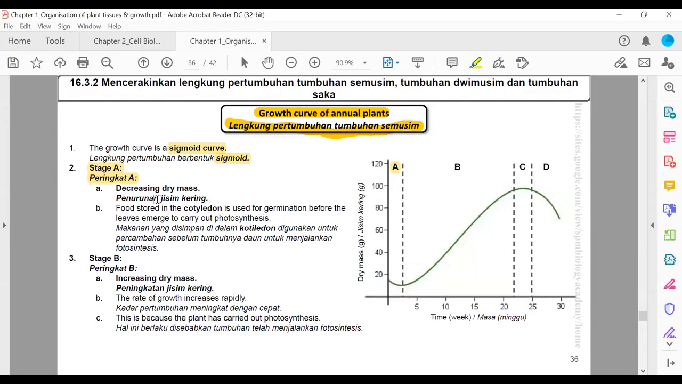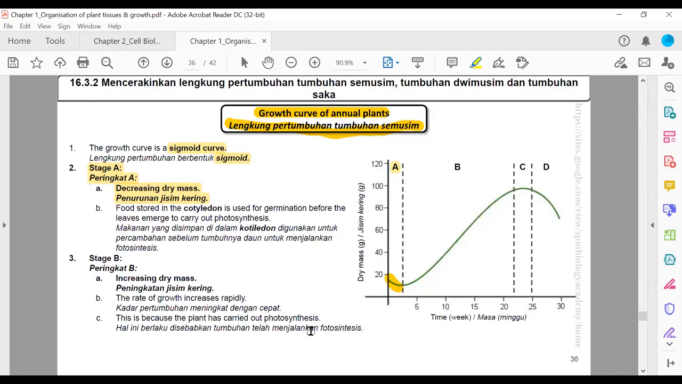Let's see. Jawapan pertama, decreasing dry mass. So how do you know from the graph bahawa it shows negative growth? Yaitu dry mass dia menurun. Ada penurunan dalam dry mass. So bila dry mass dia menurun, this shows negative growth. So kenapa dry mass dia berkurang?